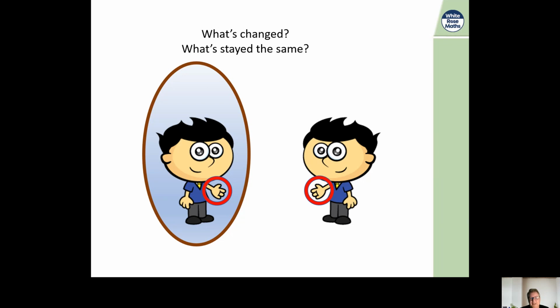Which hand is that? It's the right hand. Okay, and this is the mirror. Where's that hand now? Hair. Just going in the other direction.